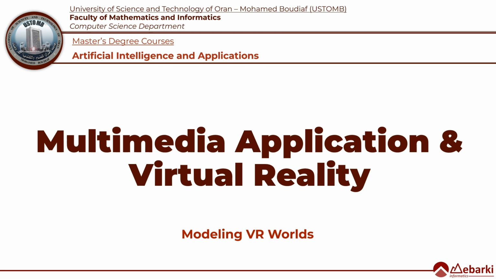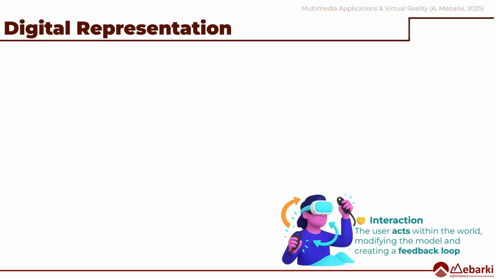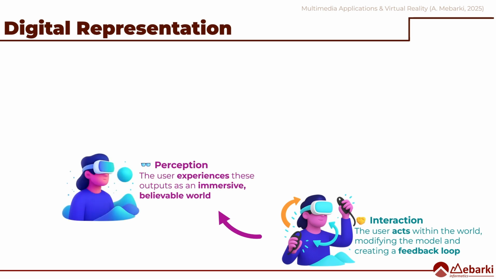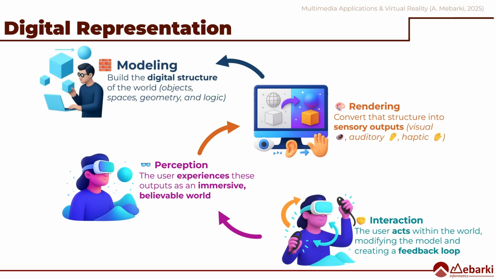This section is dedicated to modeling the virtual world. Interaction with virtual world depends on its perception. To perceive a virtual world, the user needs something to be rendered on their device. But before rendering can happen, that world must first exist in digital form, as a structured representation of all its objects, spaces, and interactions.